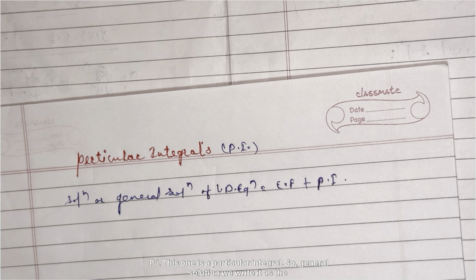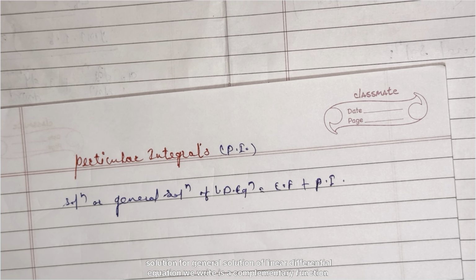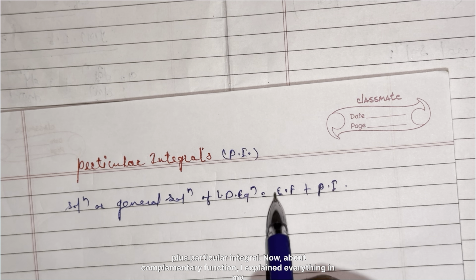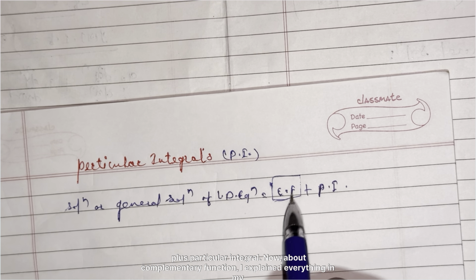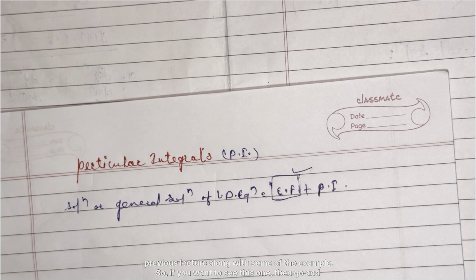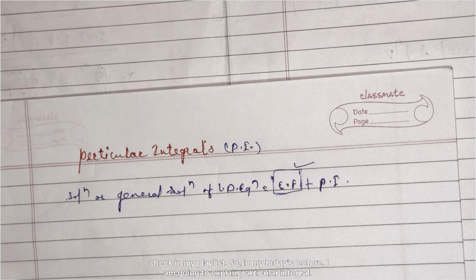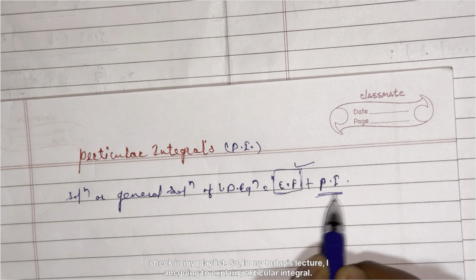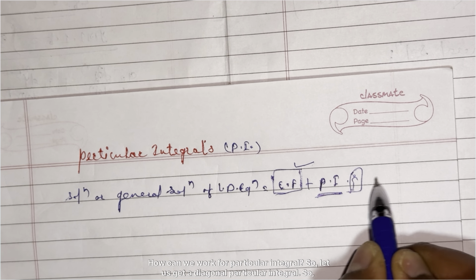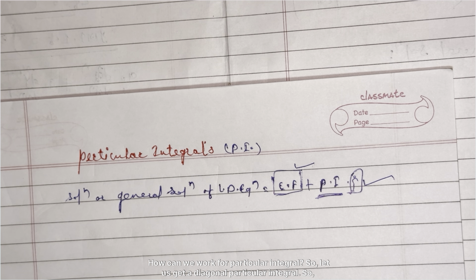So the general solution of a linear differential equation is the complementary function plus particular integral. About the complementary function, I explained everything in my previous lecture along with some examples, so go and check my playlist. In today's lecture I'm going to explain the particular integral. How can we work it out? Let's dive into it.